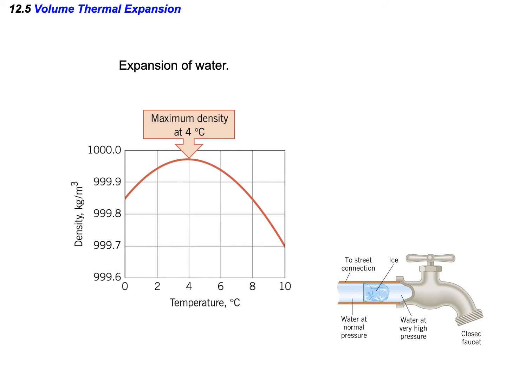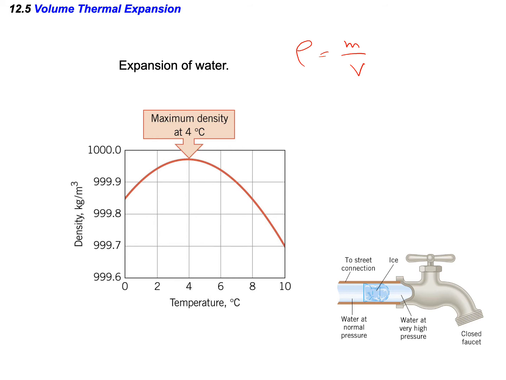We know density is equal to mass over volume. When volume increases, density decreases. When volume decreases, density increases. So we know if an object or any material heats up, its volume normally increases, which means its density decreases.